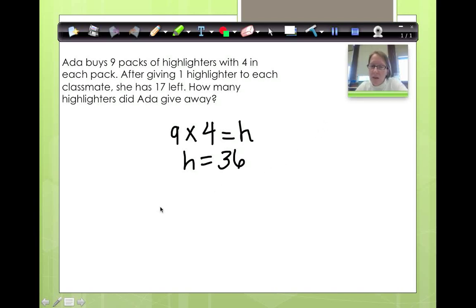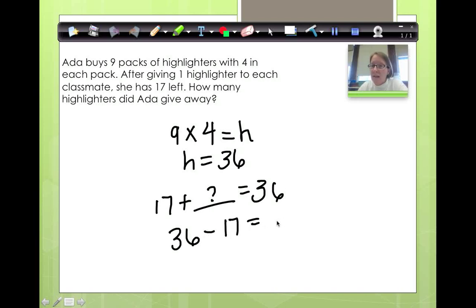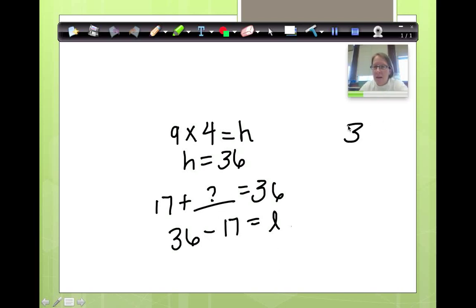Because we can do it this way. We can do 17 plus an unknown equals 36. Or we can do it this way. 36 take away 17 gives us an unknown. Let's just say L. Do a cursive L for left. Now the reason why I do cursive L is because if I do it like this, it looks like a 1. And I can't remember if it's an L or a 1. Okay. So let's do that. 36 take away 17.